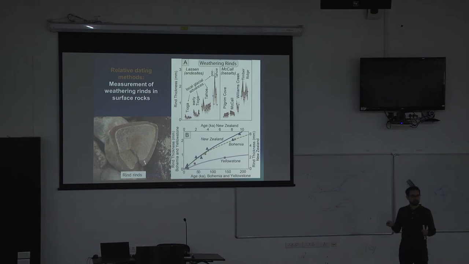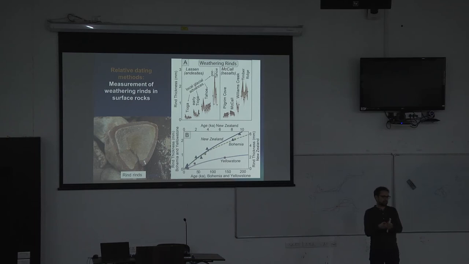For that reason, if you consider a basalt or a granite, because the minerals are not the same, they are not going to weather at the same rate. So if you do a calibration curve, it's just for one lithology. And if you use another lithology, you need another calibration curve.